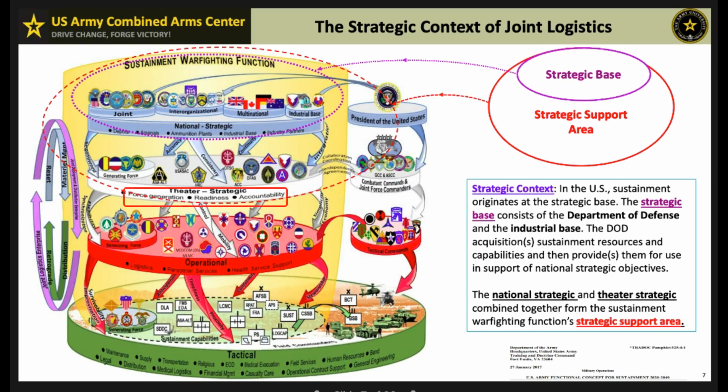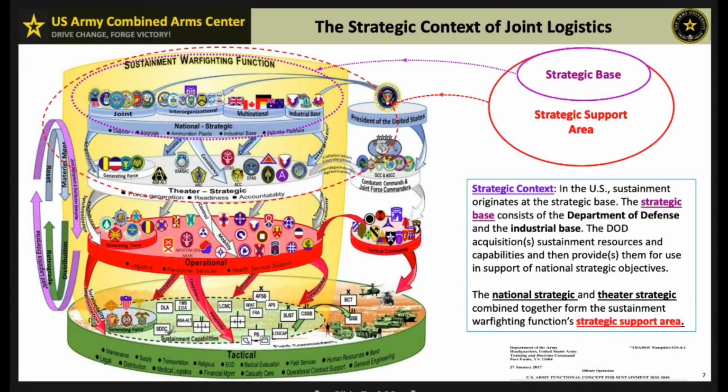At the strategic, theater strategic level, sustainment enables force generation, readiness, and accountability. It connects national logistics to operational forces, ensuring that theater commands have the resources needed for sustained operations. The operational level bridges the gap between strategic and tactical logistics. It includes logistics, personnel services, and health service support, ensuring forces at the tactical level are supported. Various logistics commands, for example, the MedCom-DS, HRC, ensure resources flow seamlessly to the battlefield.